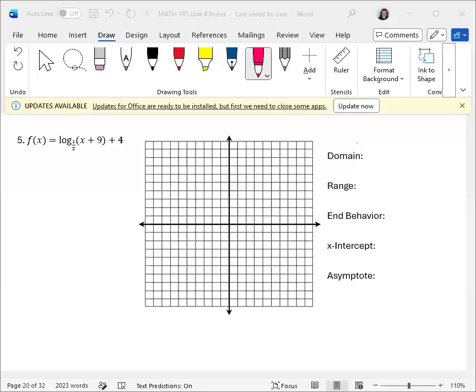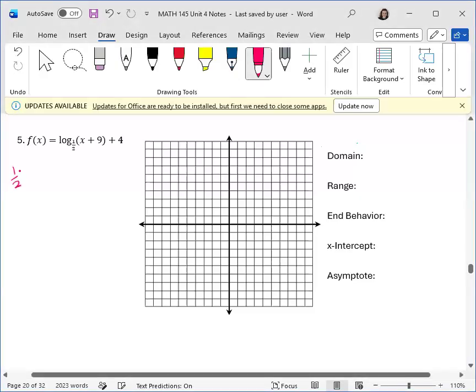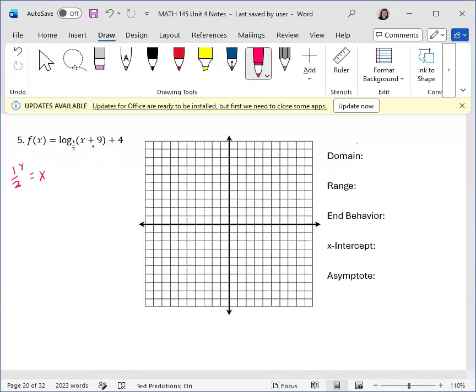Okay, in this video, we're going to be going over one more graph of a logarithmic function that does have transformations. So if we take a look, we have log base 1/2 of (x plus 9) plus 4. So our parent function is (1/2) to the y power is equal to x. So that's without any transformations. But if I look at these transformations, this x plus 9 is going to shift horizontally left 9 units, and this plus 4 is going to shift the graph up 4 units. So there's both a horizontal and a vertical translation happening.